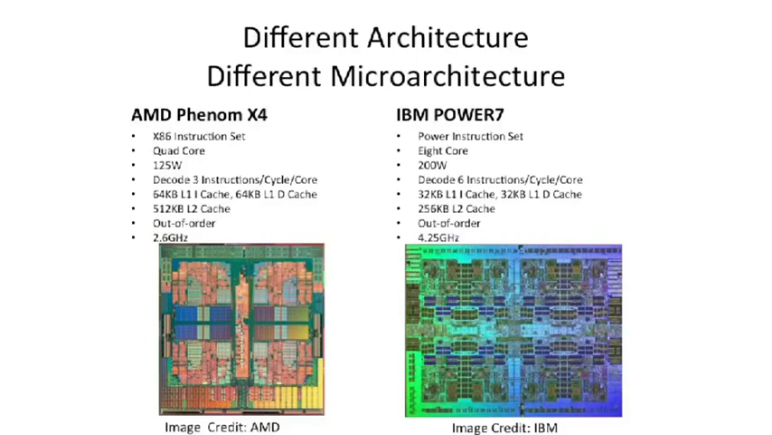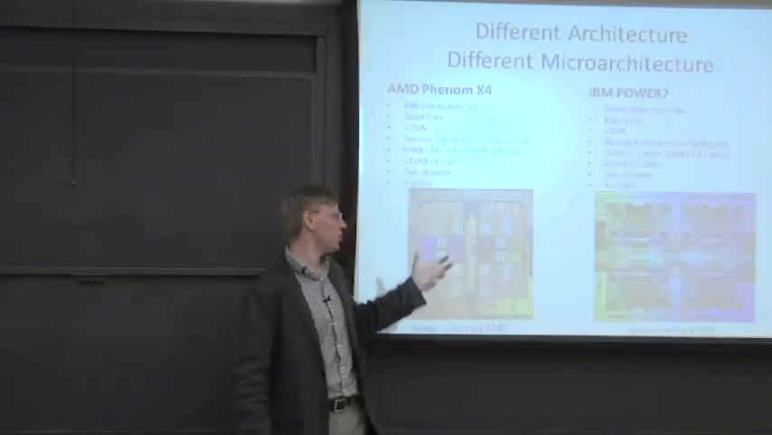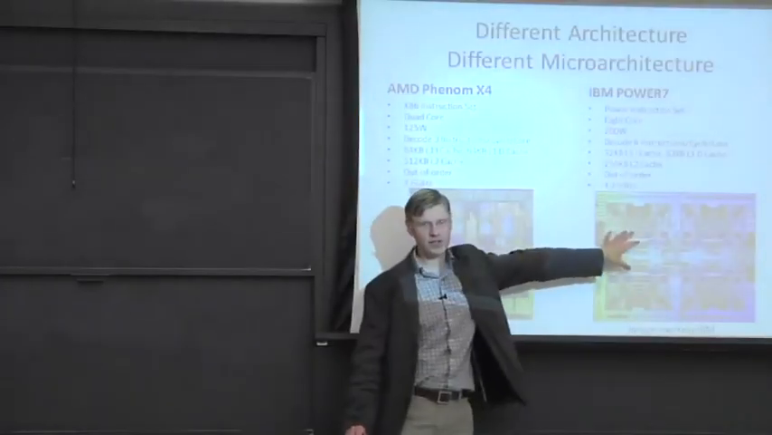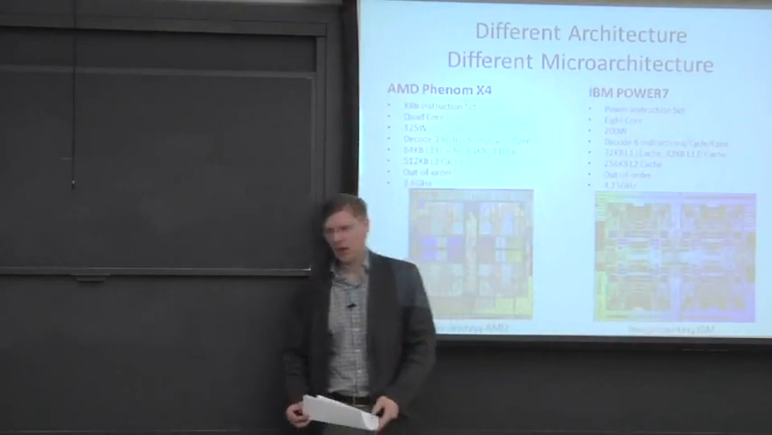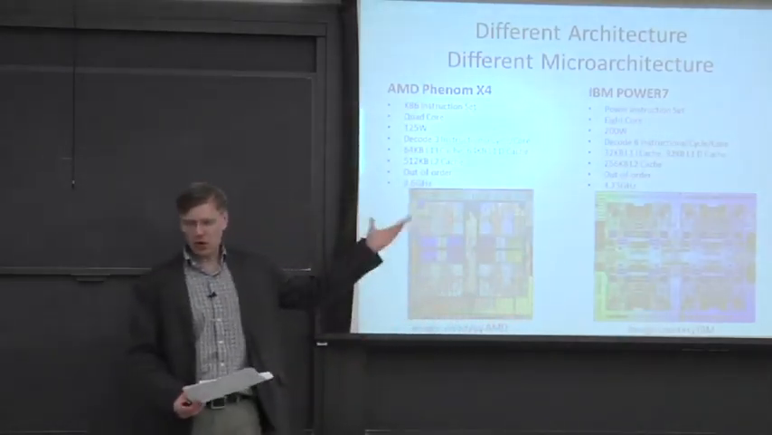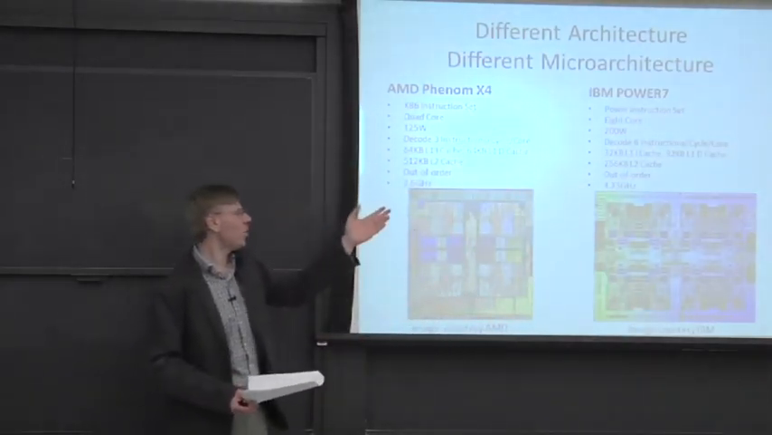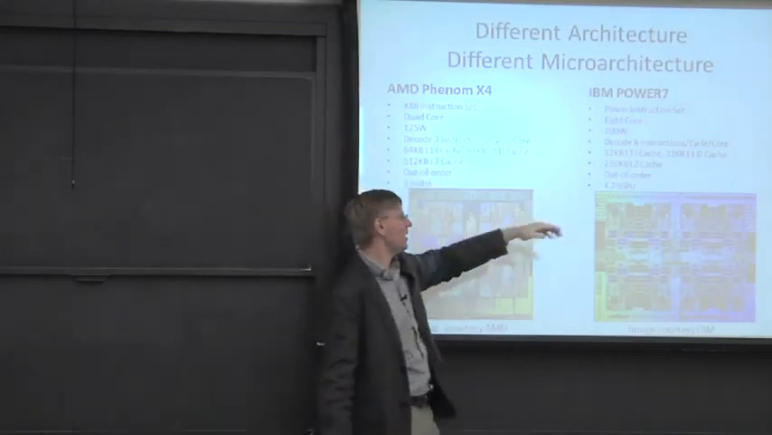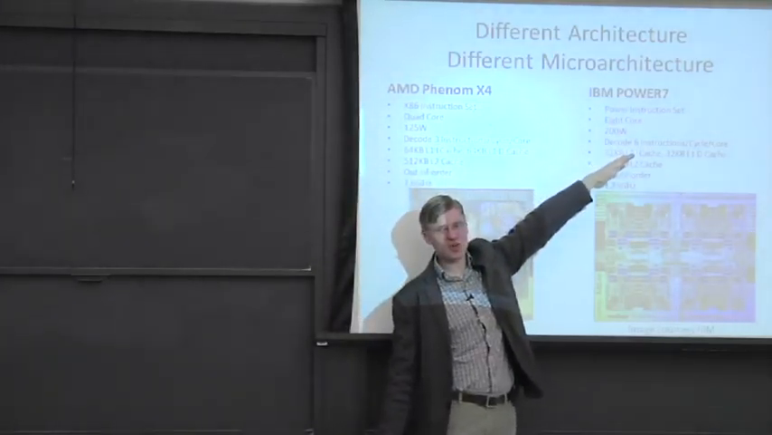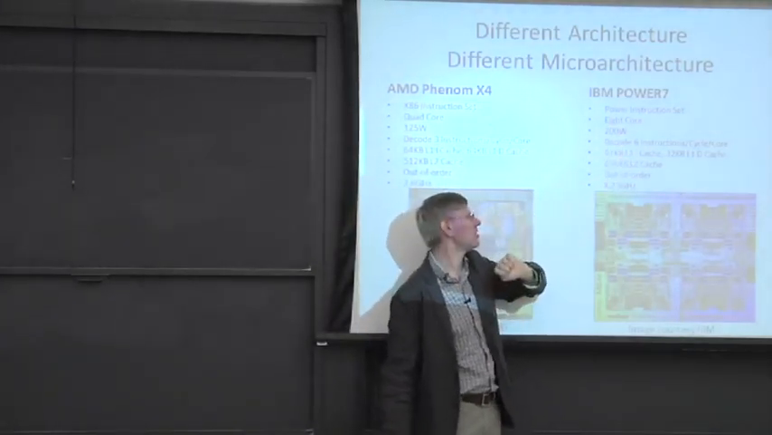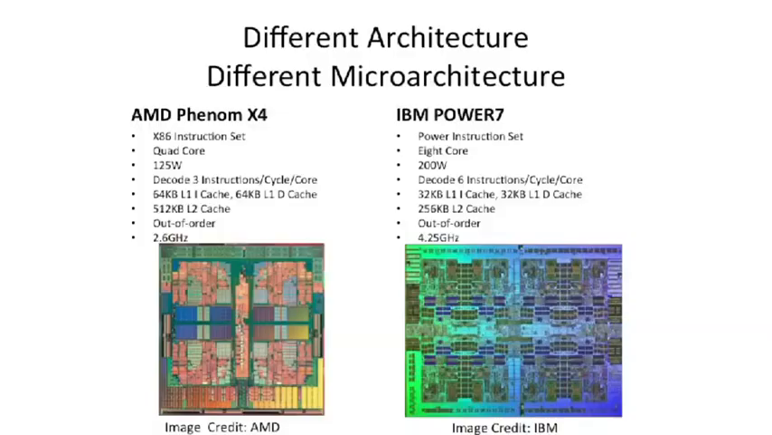We already talked about the X4, but the Power7 has the Power instruction set, which is different than the x86 instruction set. So you can't run a piece of code that's compiled for this one over here, and vice versa. And the microarchitectures are different. Here we have 8 cores, 200 watts, and it can decode 6 instructions per cycle. Wow, this is a pretty beefy processor. It's also out of order and has the same clock frequency.